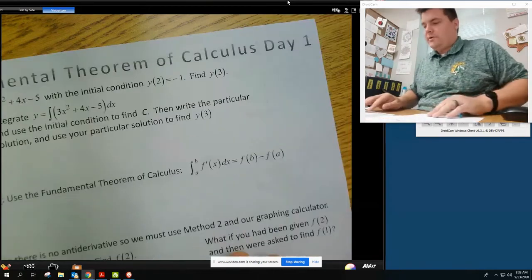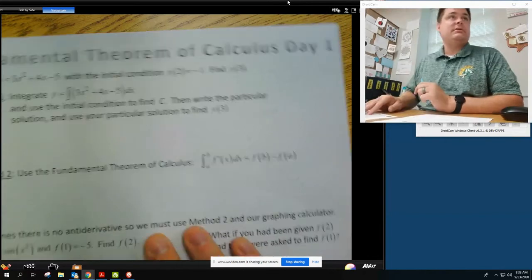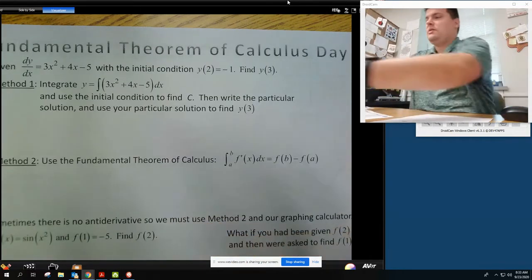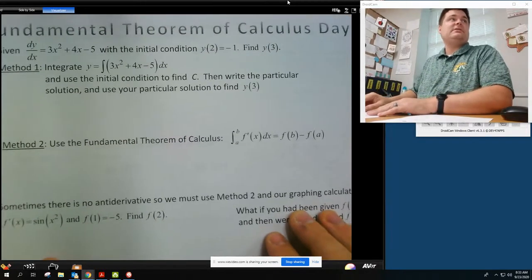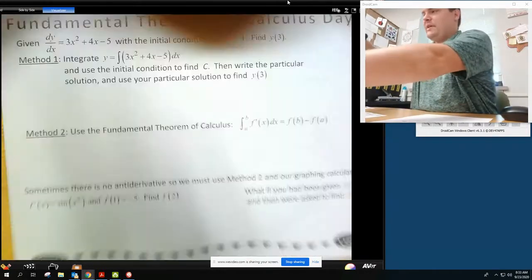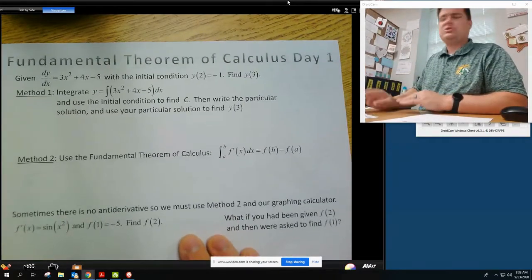Well, welcome to our wonderful lesson here, Fundamental Theorem of Calculus, Day 1. What's important about this one is being able to use the Fundamental Theorem of Calculus using word problems, whereas before we were just straight up solving.